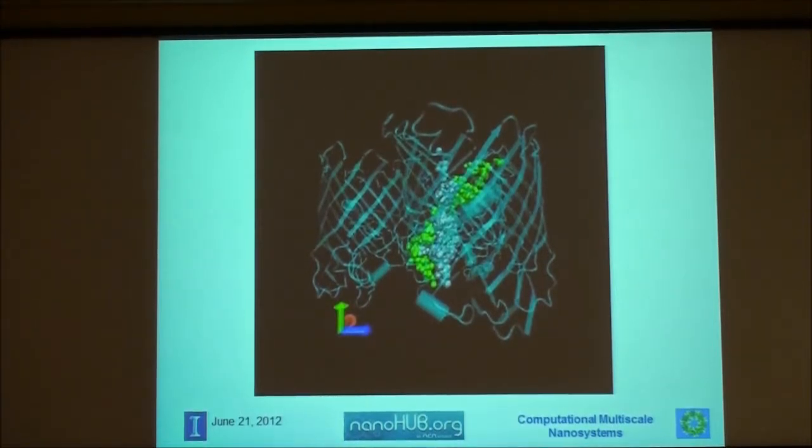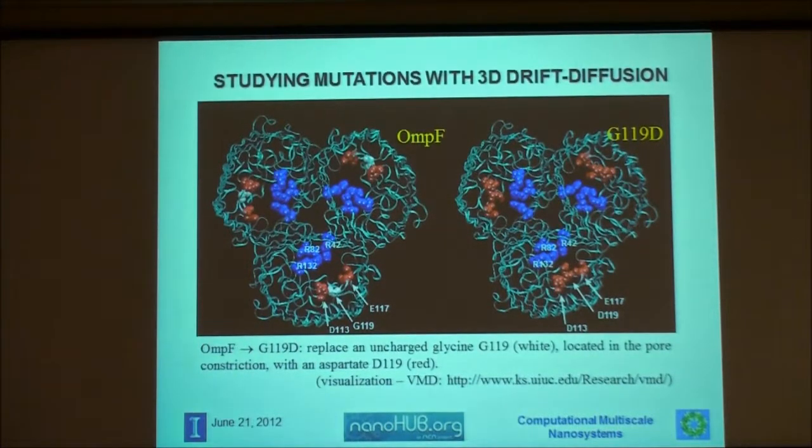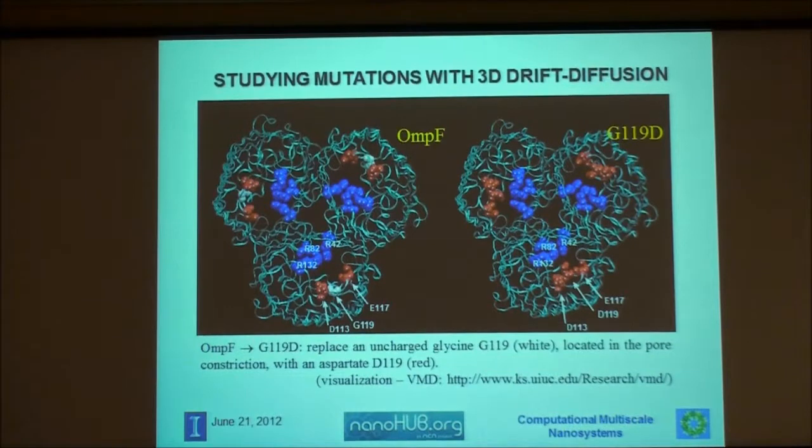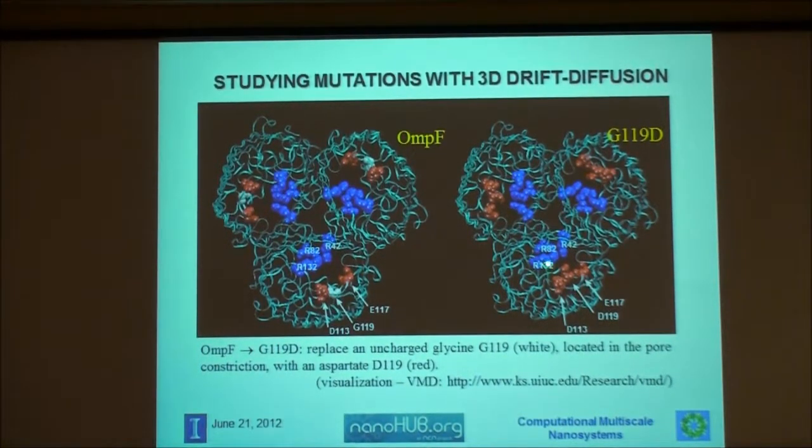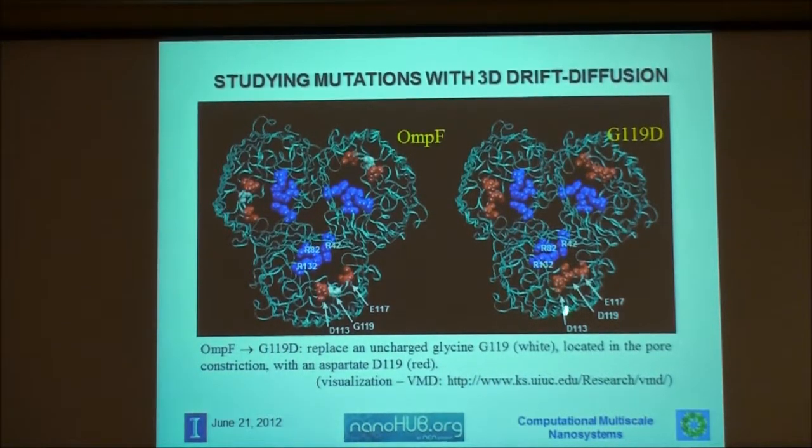This is interesting when you want to develop sensors or understand what the dynamics are in biological processes. This is an example where we actually did a continuum model with the drift diffusion. The original porin is the type called OmpF, the standard one you obtain from the bacteria. And this is a mutation where you change, shown in detail in this pore, one element: you just take it out and put in a different amino acid. This mutation is called G119D because that's what you take out, and this replaces it with the D119. Okay, these are amino acids.